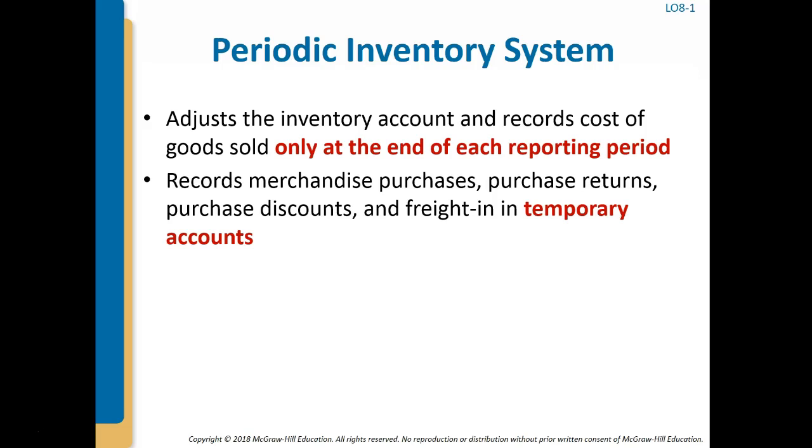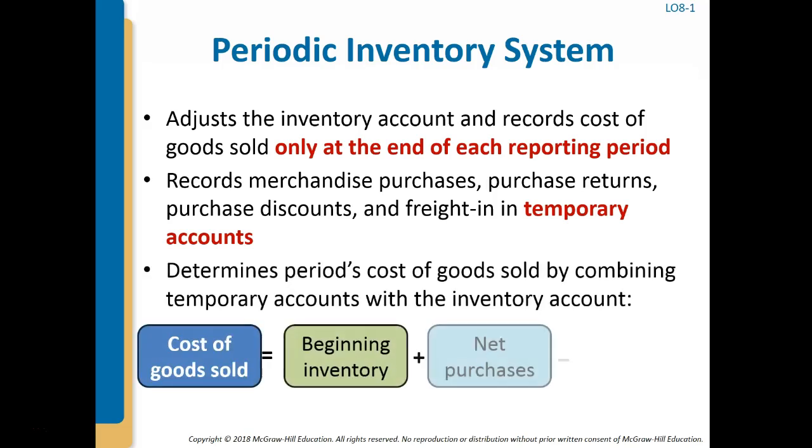Merchandise purchases, purchase returns, purchase discounts and freight in are recorded; purchases plus freight in, less returns and discounts, equals net purchases. Those all get recorded in temporary accounts, and the period's cost of goods sold is determined at the end of the period by combining the temporary accounts with the inventory account. So as you see here, the cost of goods sold would equal the beginning inventory plus the net purchases minus the ending inventory.